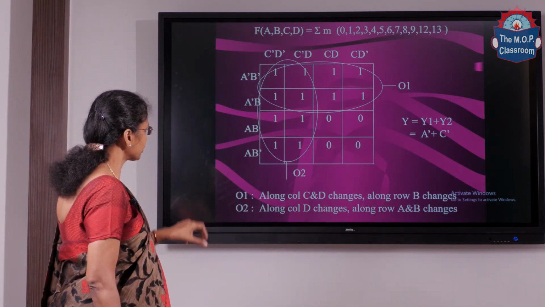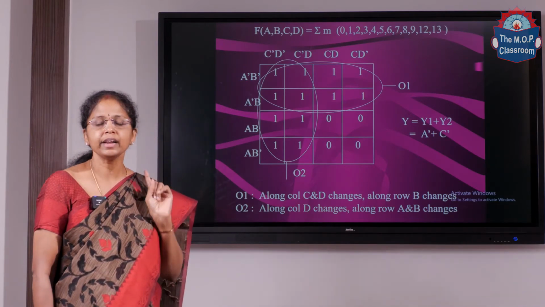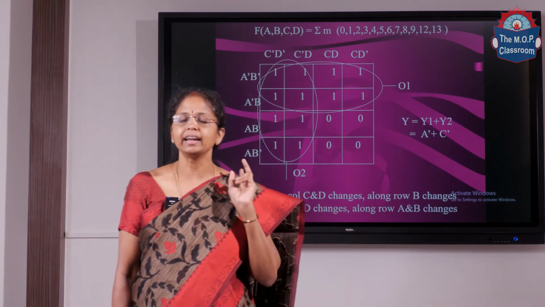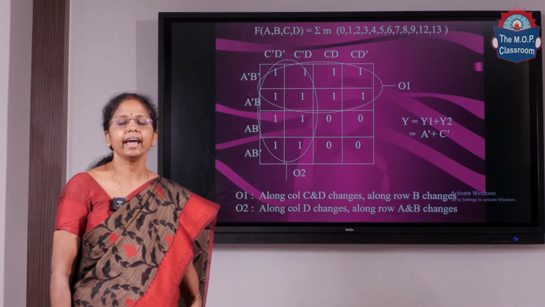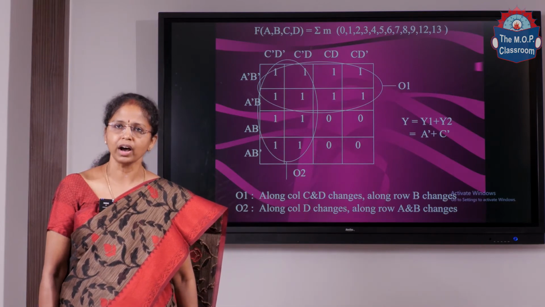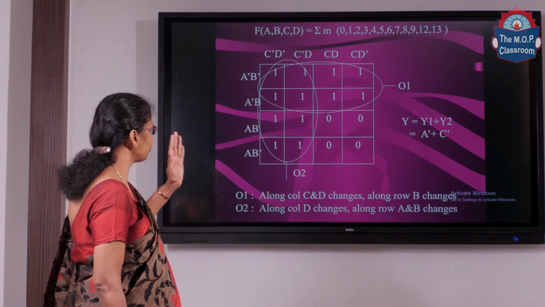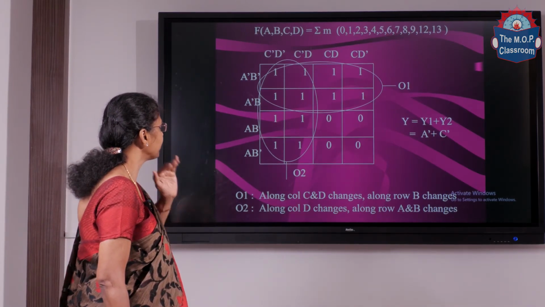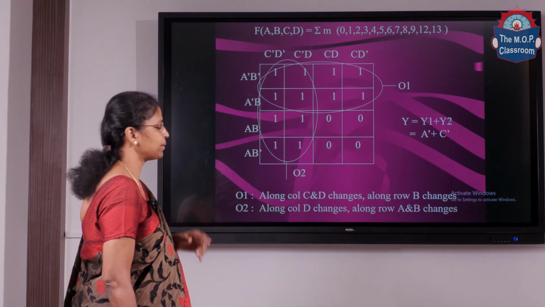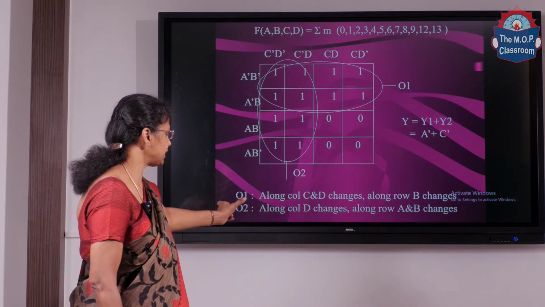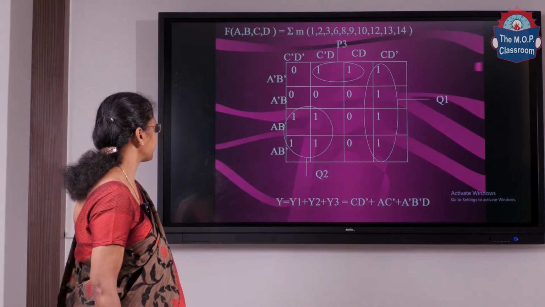Similarly, octet 2 includes all the 4 rows and the first 2 columns. If we move along the 4 rows, A and B change from complemented to uncomplemented form, so we are dropping A and B. As we move from the first column to the second column, D is changing, so we are dropping D. So, octet 2 is represented by C prime. The final expression is y equal to A prime plus C prime.